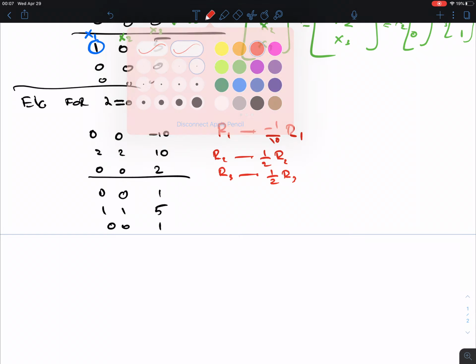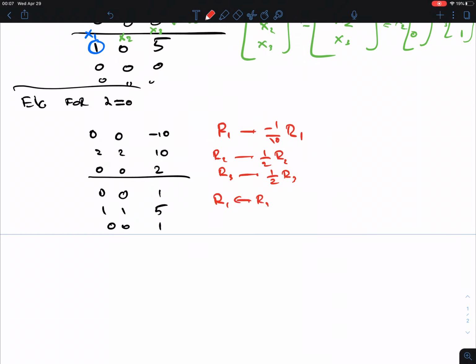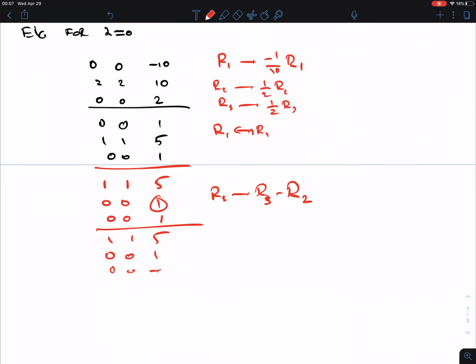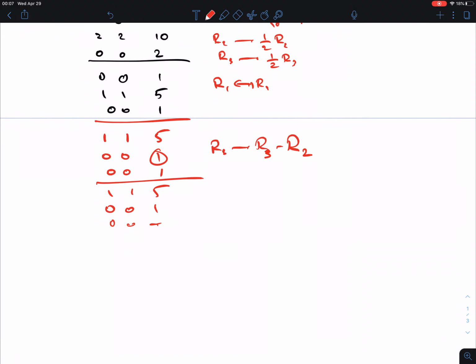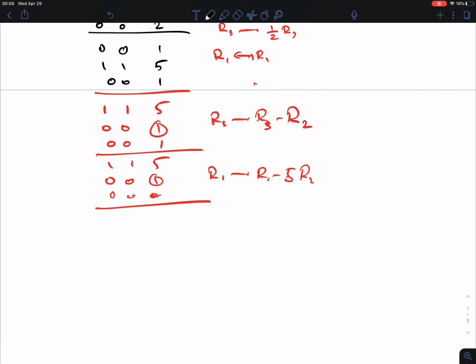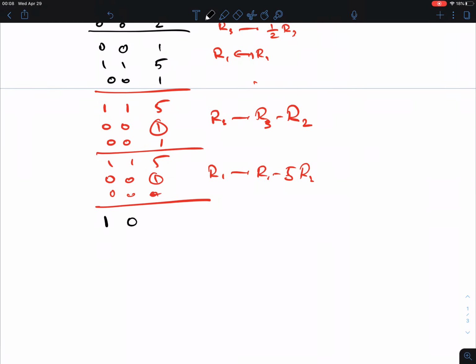Now I have to switch these two rows, row 1 with row 2. This gives me 1, 1, 5, 0, 0, 1, 0, 0, 1. Then subtracting row 2 from row 3, this pivot here gives us 1, 1, 5, 0, 0, 1. And then the rest is a 0 row, so we don't have to write it. Okay, this is echelon form but not reduced, so we do row 1 minus 5 times row 2, and what we get is 1, 1, 0, 0, 0, 1.